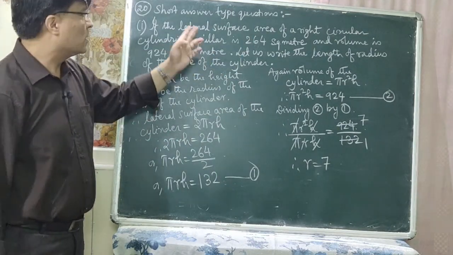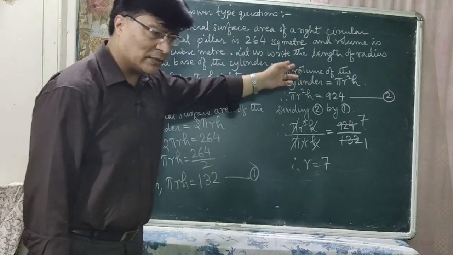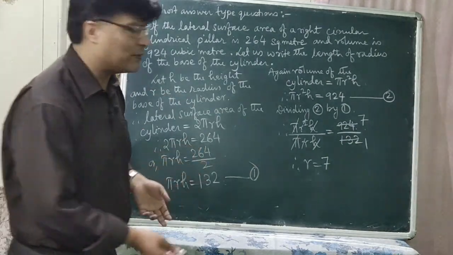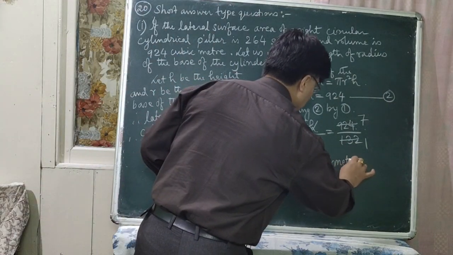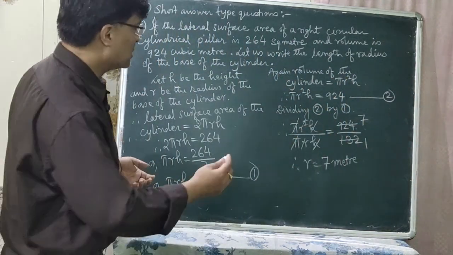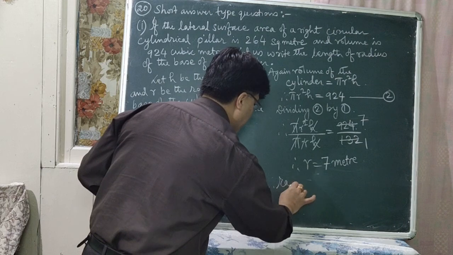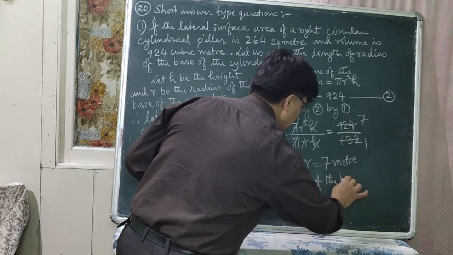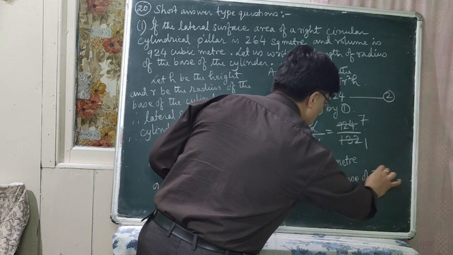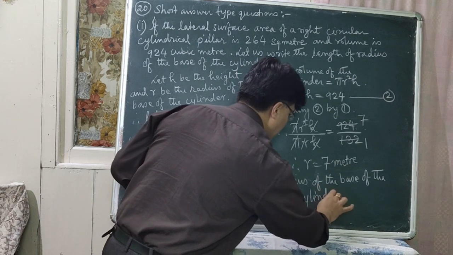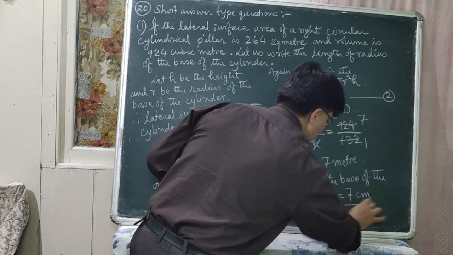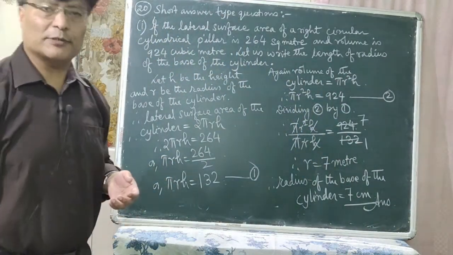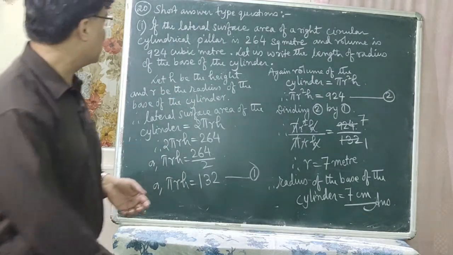It is meter, since lateral surface area is given in terms of square meter and the volume is also given in terms of cubic meter. So what is the unit for radius? It is 7 meter. You have to write down the unit also. So let us write down the answer. Therefore radius of the base of the cylinder is equal to 7 meter. So this is the answer. I think you have understood it. So you can copy it. Now we'll do the next question.